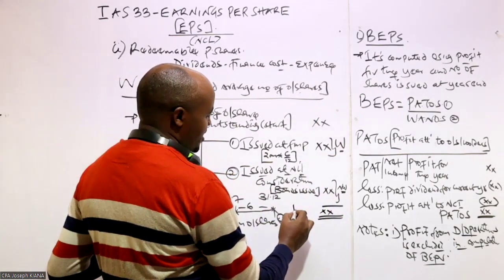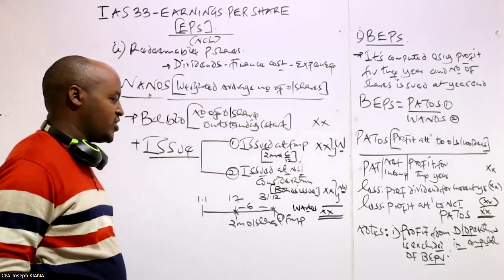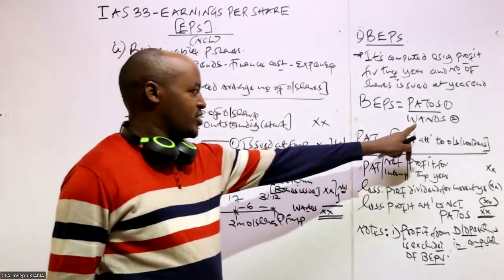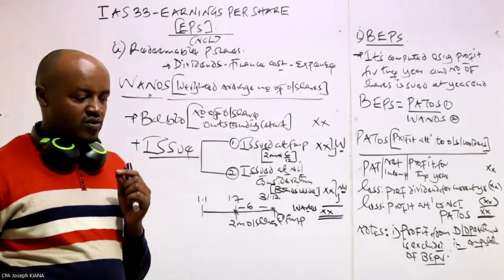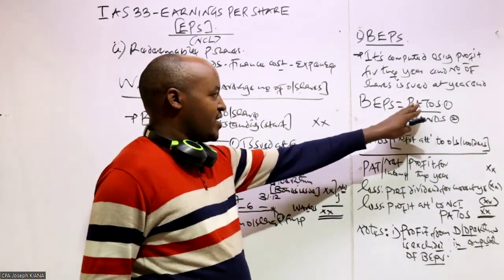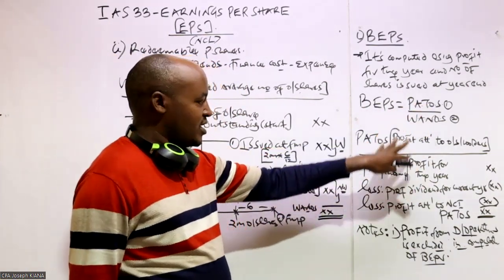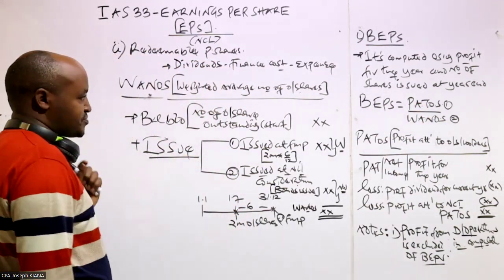Whatever you get here is what we refer to as the WANOS, the weighted average number of ordinary shares, which you are then going to use in computing the basic earnings per share. So therefore, that's what you need to note, that this is how we compute the basic earnings per share. And basically, how do we determine the PATOS and how do we determine the WANOS?